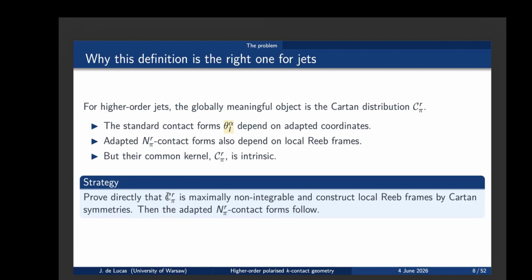The thing is, by the theory of jets, the Cartan distribution is maximally non-integrable. So what you have to do to look for K-contact forms is to construct local Reed frames by means of Cartan symmetries, λ-symmetries of the Cartan distribution. You do that by means of our characterization. The associated contact forms will follow. They are NR pi contact forms because this is the corank of the Cartan distribution.